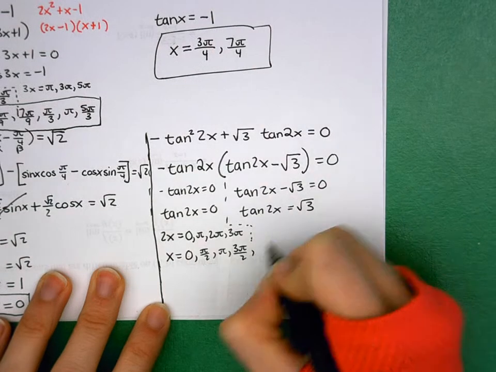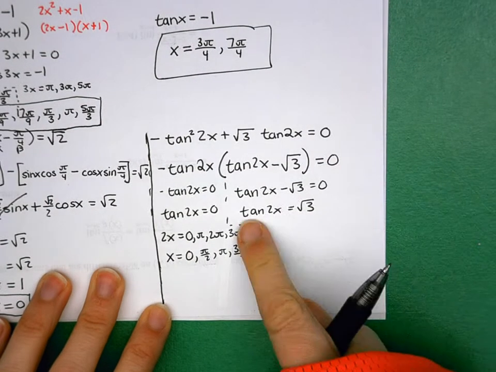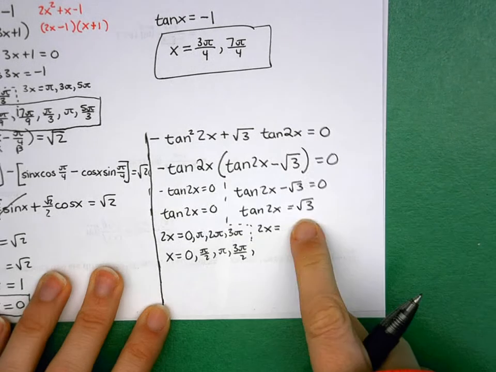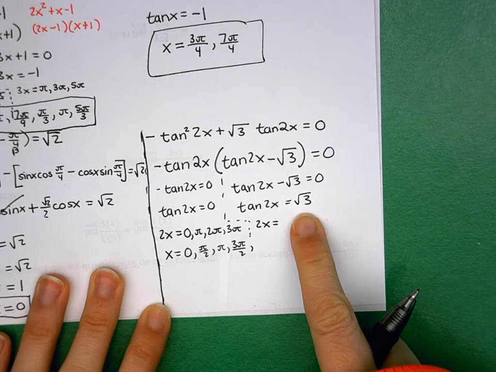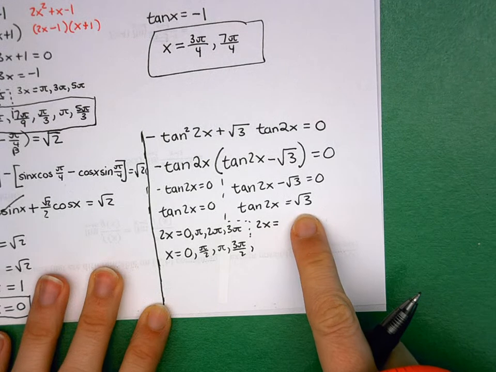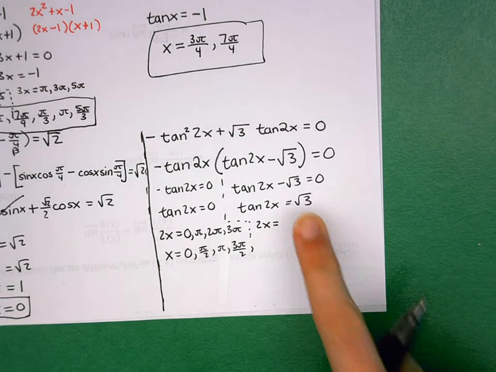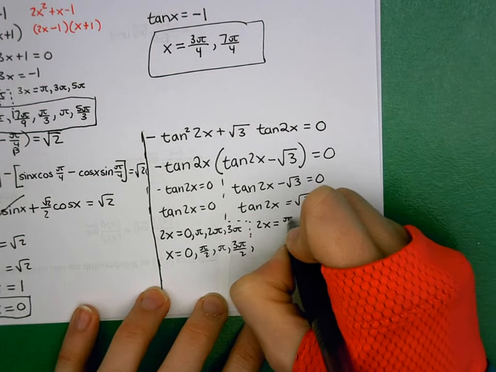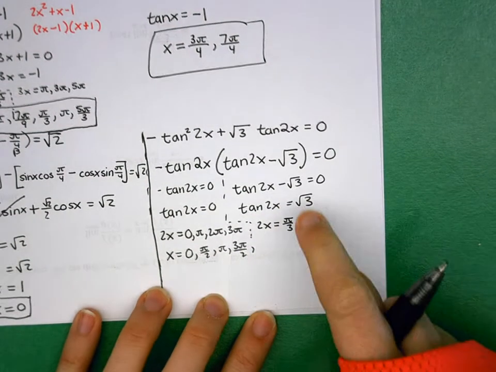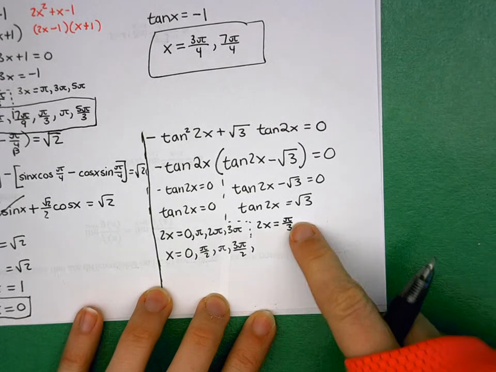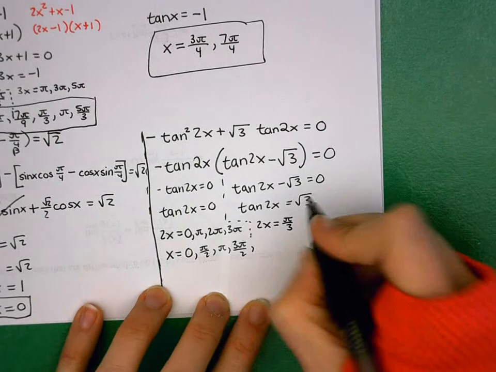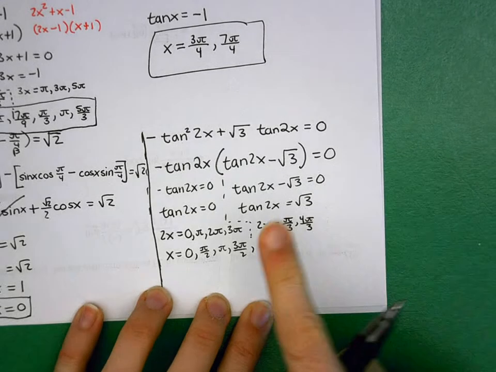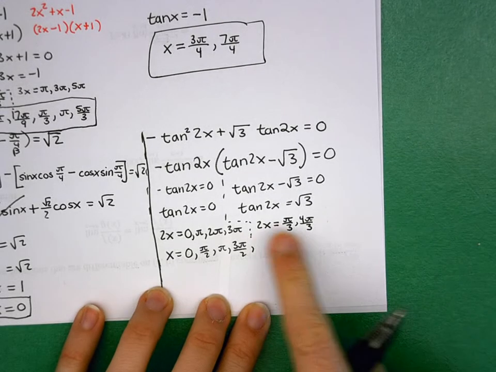Okay, as for the tangent of 2x equaling root 3, what reference angle are we talking about there? Well, the reference angle who has a tangent of root 3 is pi over 3. And then tangent is positive here, so not just the first quadrant, but also the third. And so that would be 4 pi over 3.